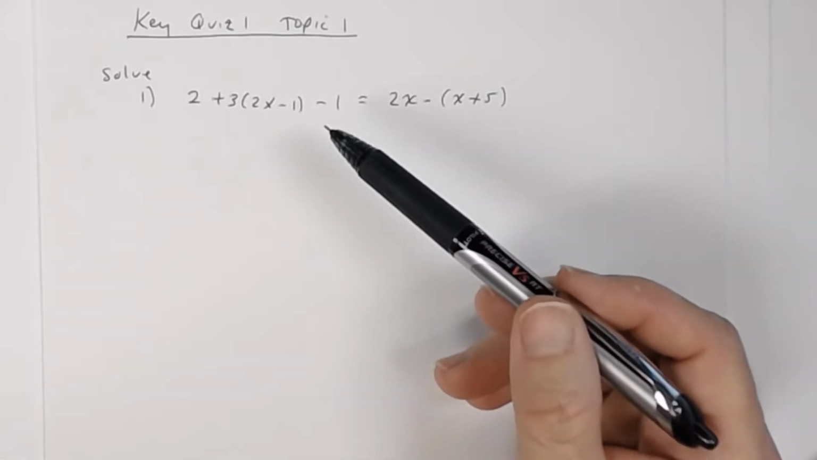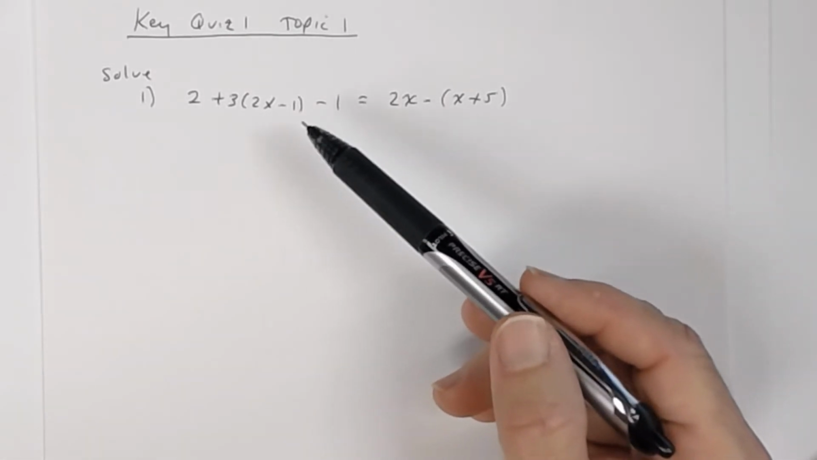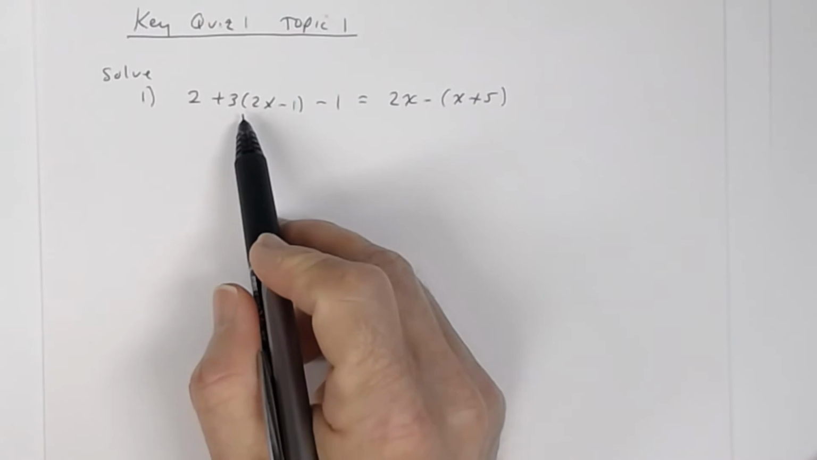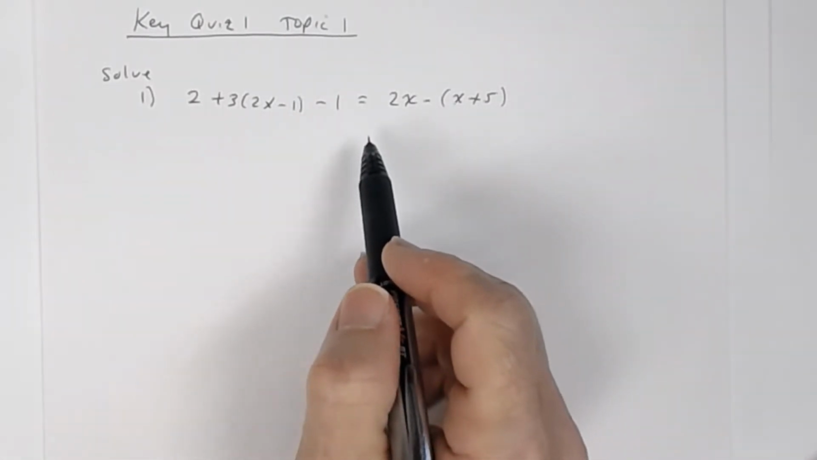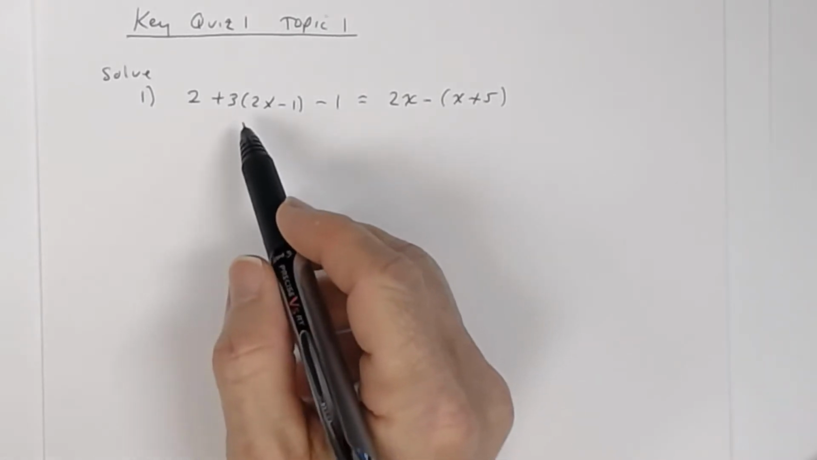There are no fractions in here. You do see parentheses though. So there are two sets of parentheses. There's one here, and then there's one on this side. So you're going to end up using the distributive property.